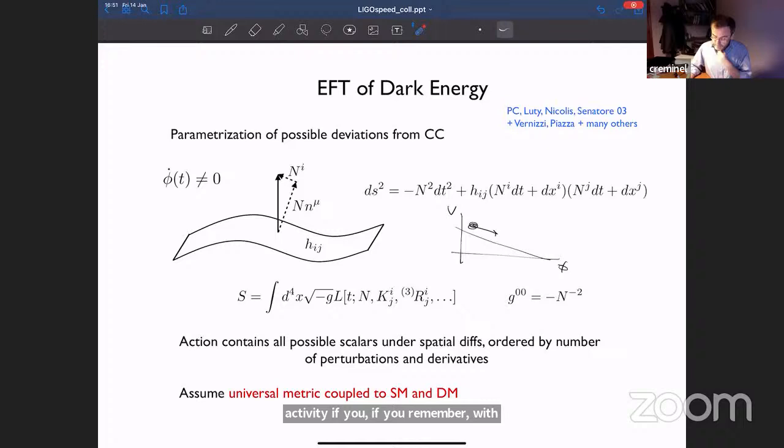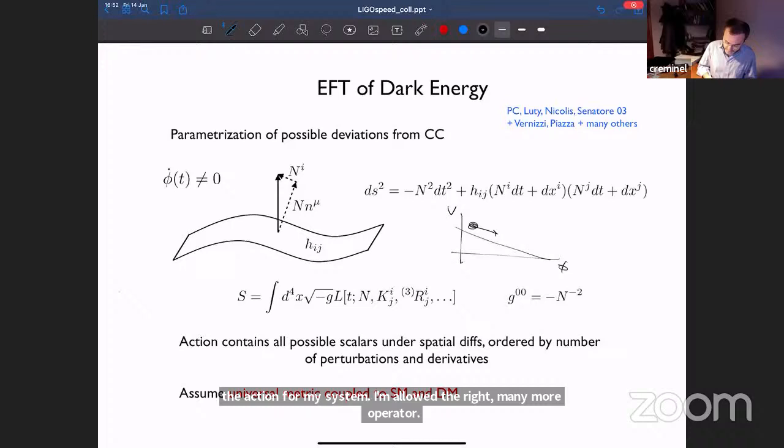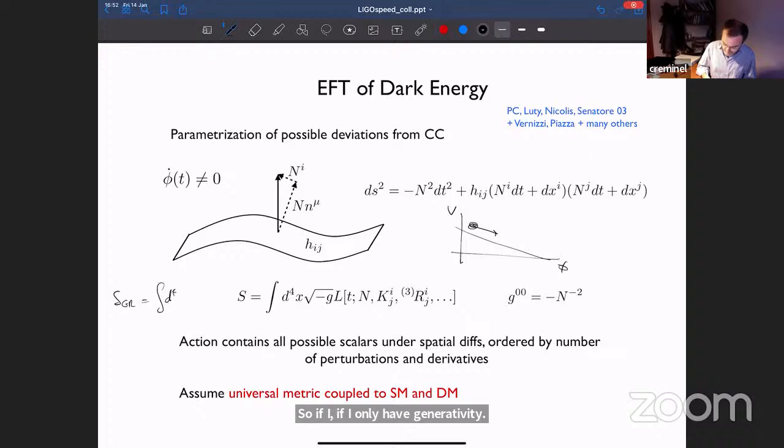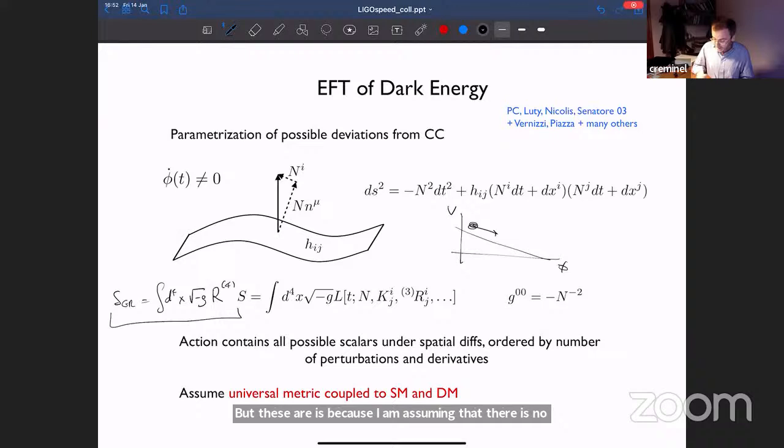So the logic is that I have preferred slices of time. And so when I write the action for my system, I'm allowed to write many more operators. So in general, if I only have general relativity, the only object that I can write down at leading order in derivatives, apart from the cosmological constant, of course, is the Ricci scalar, the four-dimensional Ricci scalar. But this is because I'm assuming that there is no preferred foliation of space-time. If there is a foliation, well, then I can start writing down many more geometrical objects, okay?